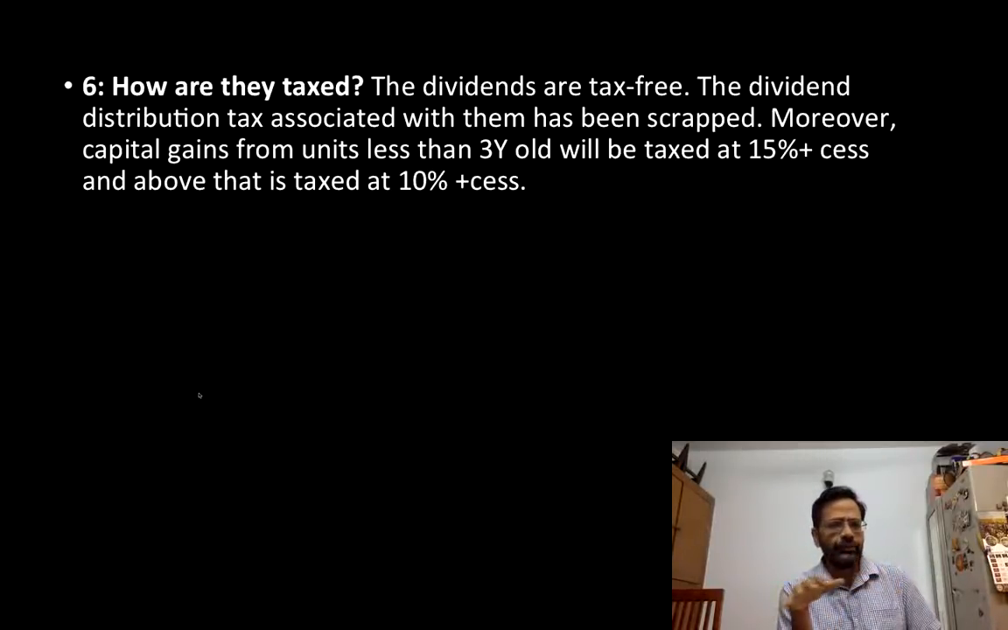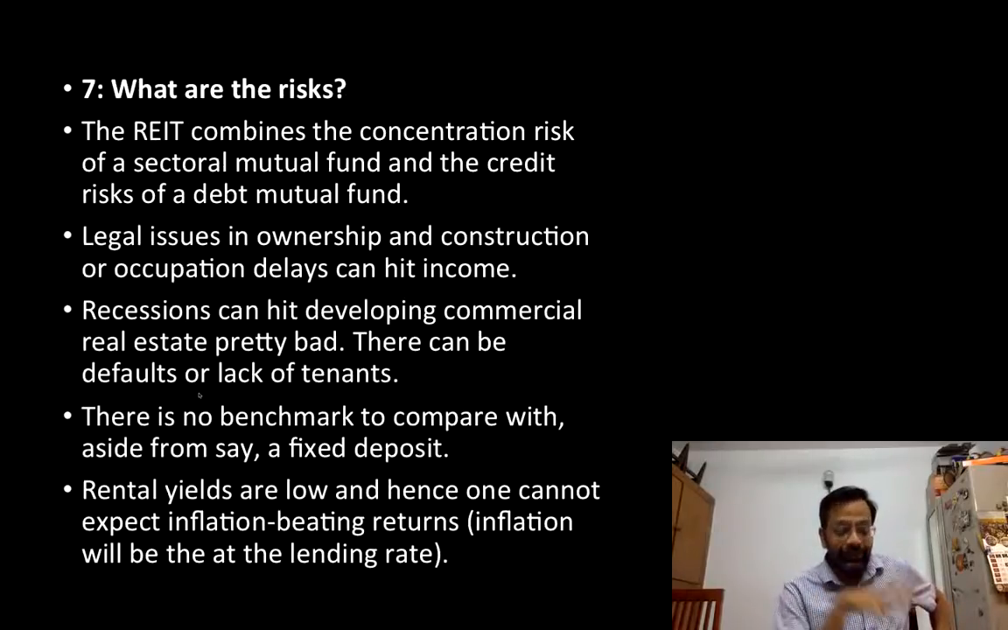There was a dividend tax associated, but that was scrapped. If you hold the units for less than 3 years and you have a capital gain, you have to pay a tax of 15% plus cess, and above that it is taxed at 10% plus cess. Earlier, the long-term capital gains were free, but now they are taxable at 10% plus cess. The risks are the problem.